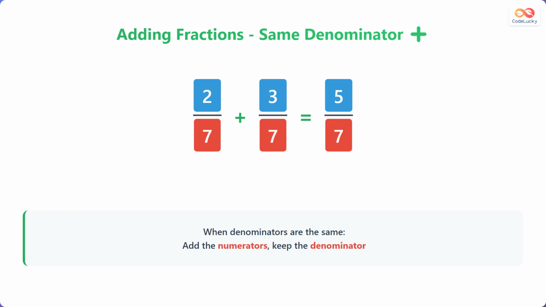Let's start with addition. When adding fractions that have the same denominator, it's quite simple. Just add the numerators and keep the denominator the same. For example, 2/7 plus 3/7 equals 5/7. Because the denominators are the same, we only add the numerators, 2 plus 3, which gives us 5. The denominator, 7, remains unchanged.